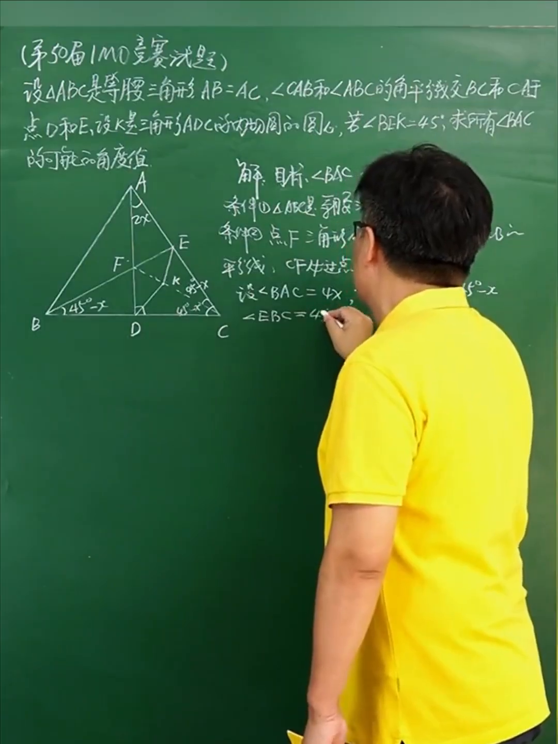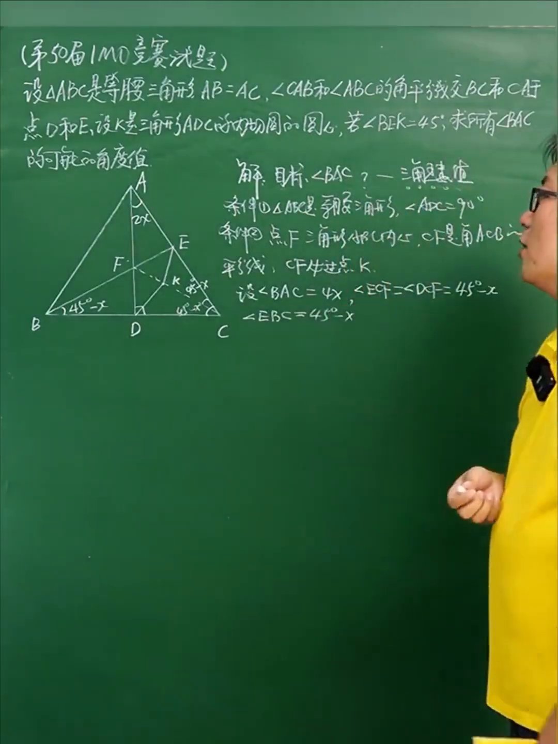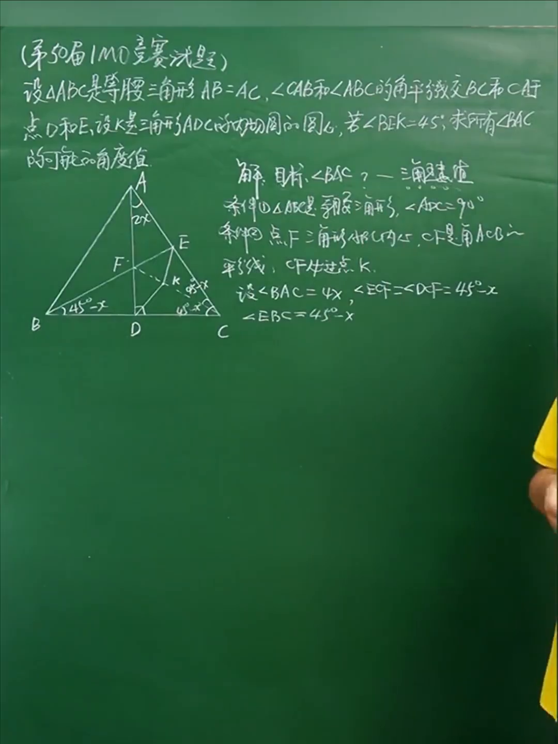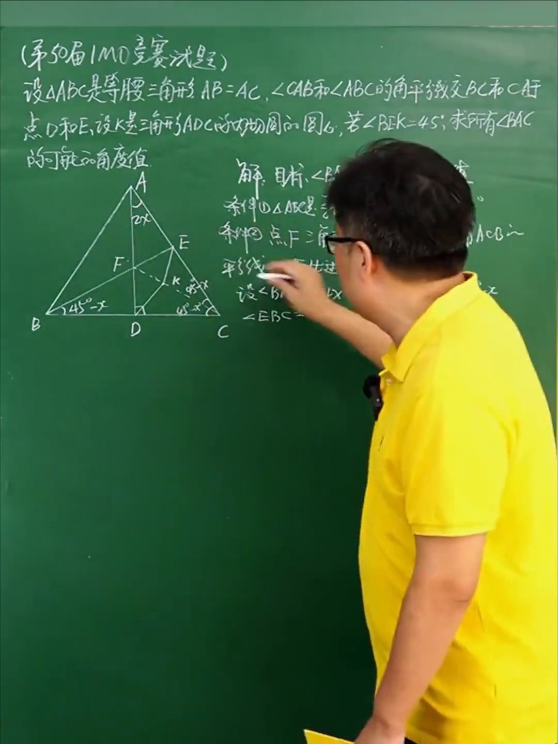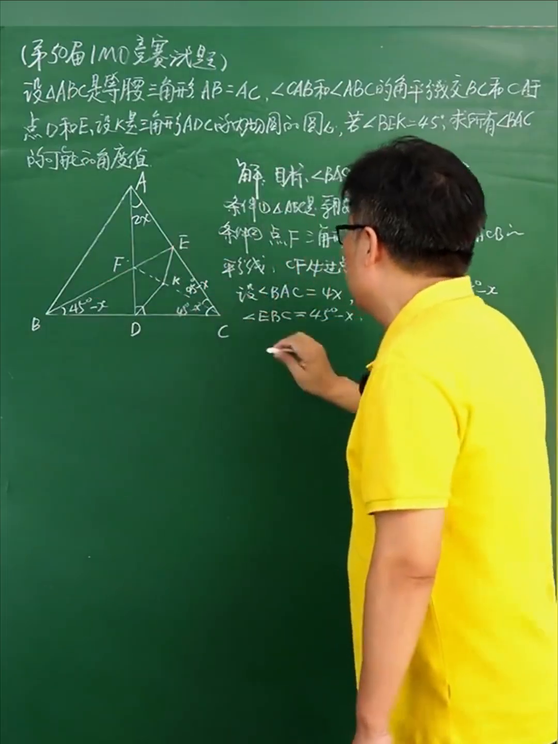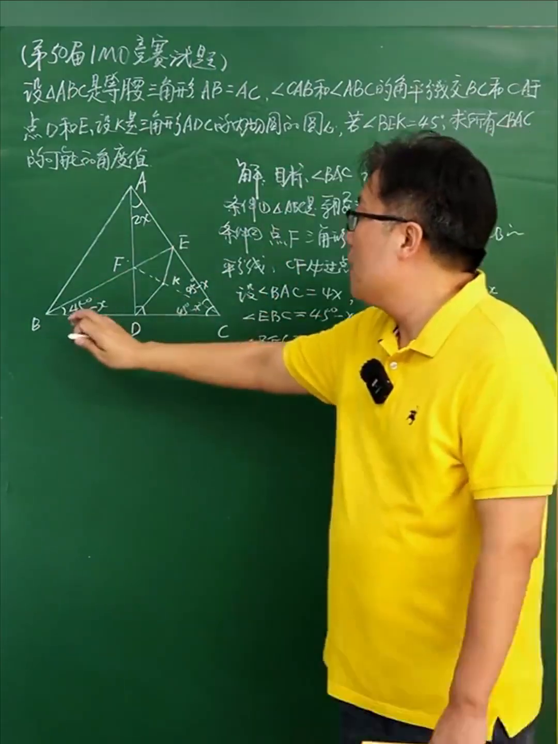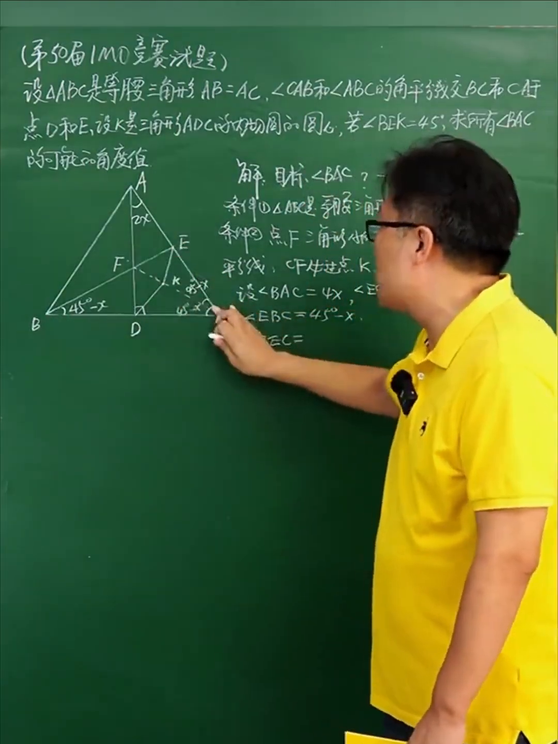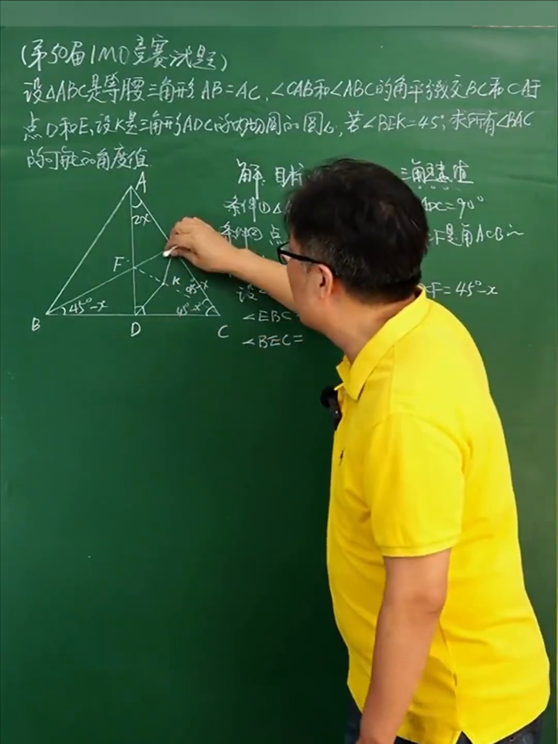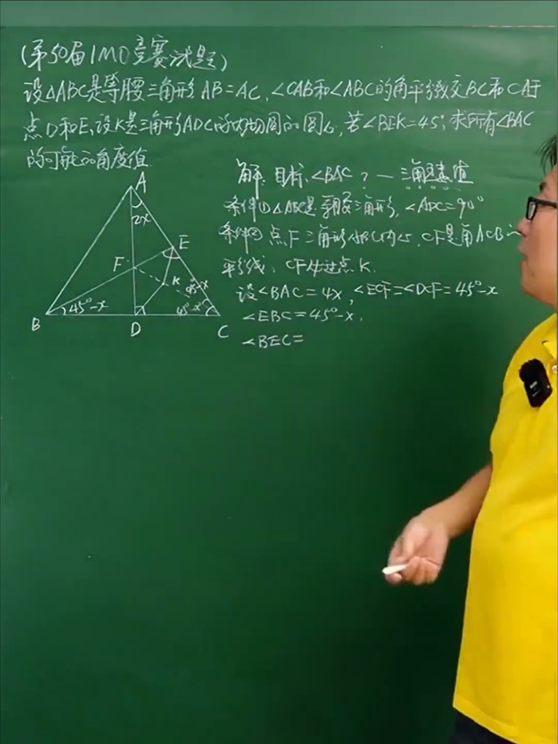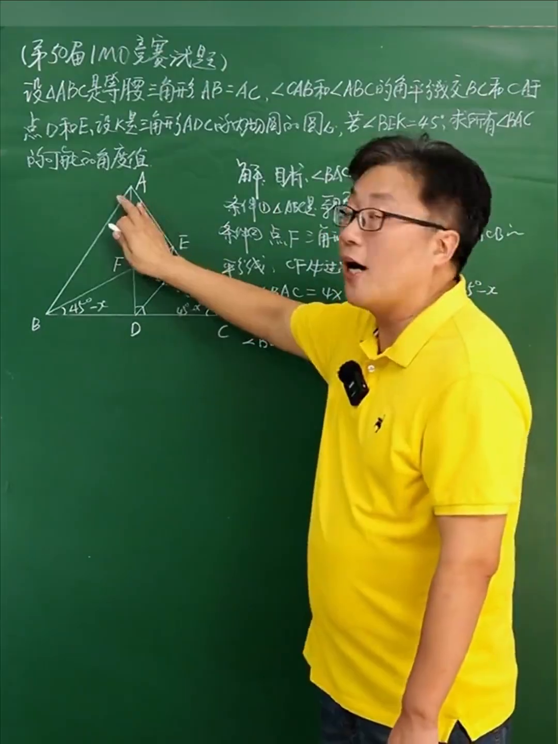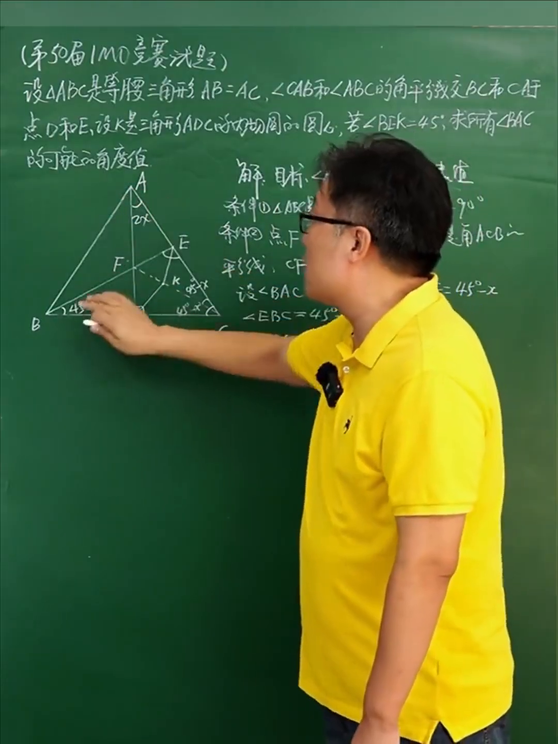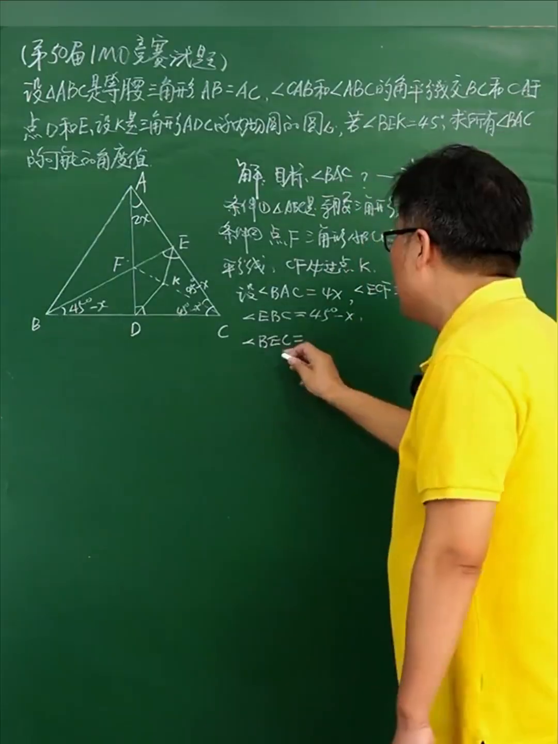Now, let's explore what other angles we can express using these given conditions. Let's take a look at angle BAK. What should its measure be? If we consider triangle ABE, we can see that angle BAK is an exterior angle of this triangle. In other words, this angle is an exterior angle of the triangle. And remember, an exterior angle is equal to the sum of the two non-adjacent interior angles. In this case, that's 4x plus 45 degrees minus x. So, BAK is equal to 45 degrees plus 3x.